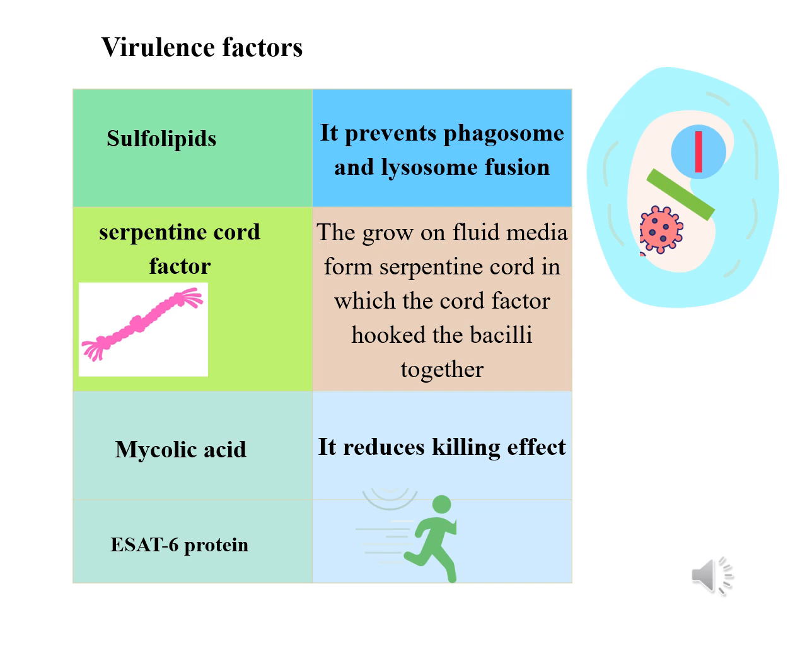Virulent bacilli grown on fluid media form a serpentine cord, in which the cord factor hooks the bacilli together and arranges them in chains. The tubercle bacilli cell wall is rich in lipids. Mycolic acids, waxes, and phospholipids induce necrosis. The complex cell wall of lipid, polysaccharide, and proteins is responsible for granuloma formation. Sulfolipids make the bacteria survive intracellularly by preventing phagosome and lysosome fusion. ESAT6 protein helps the bacteria escape from phagosomes.